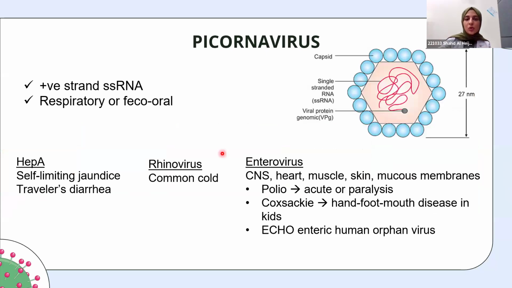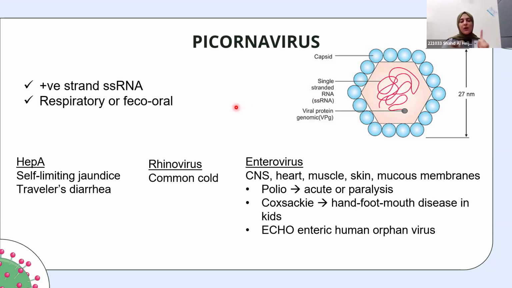Now, we move on to picornaviruses. From the name, picornavirus, you see it's an RNA virus. Pico means very small, very tiny. So picornavirus is the major family under RNA viruses. So it is a positive stranded single strand RNA. So here you have the RNA, a single stranded, it's a positive strand. And here you can see the envelope, the capsid, I mean.